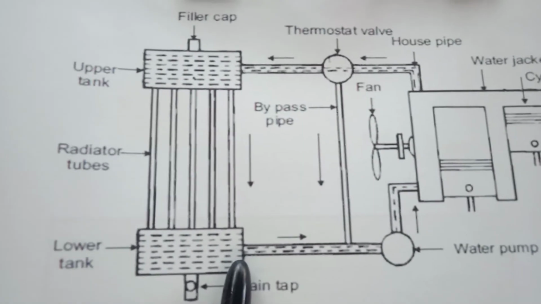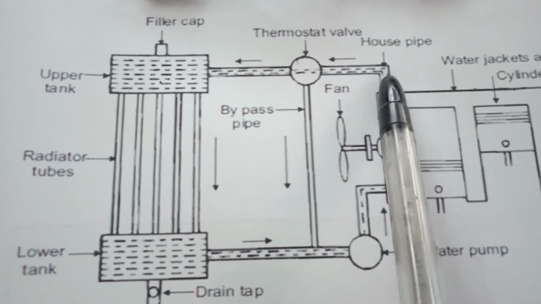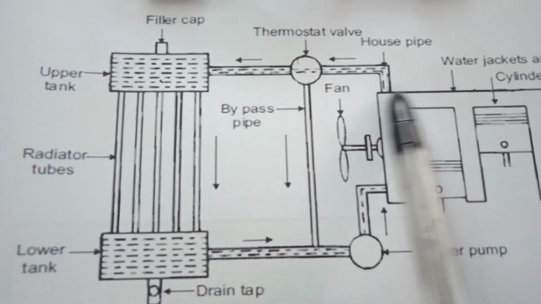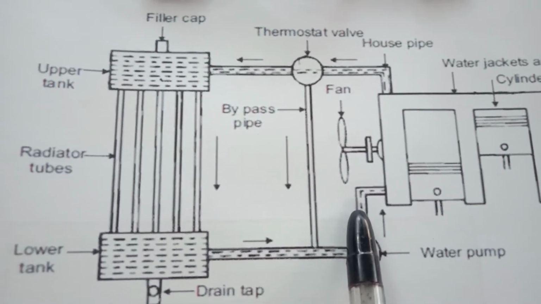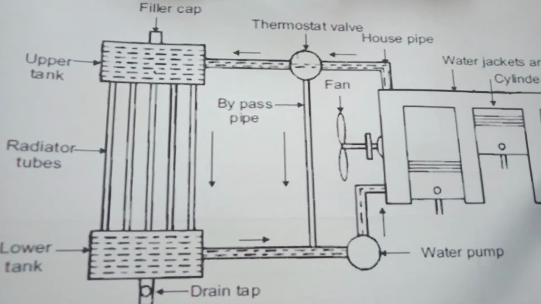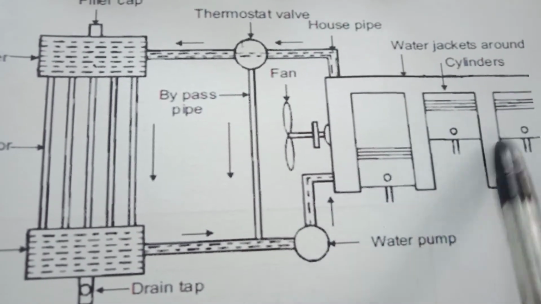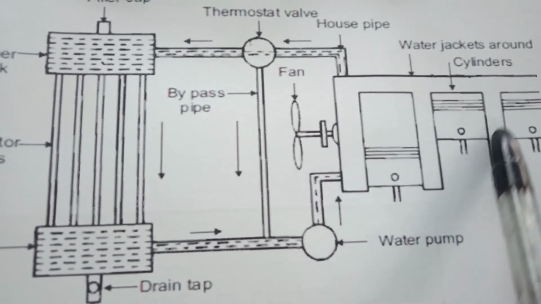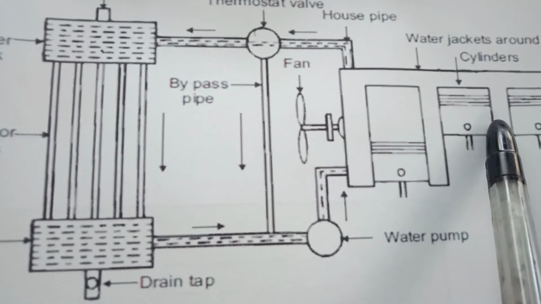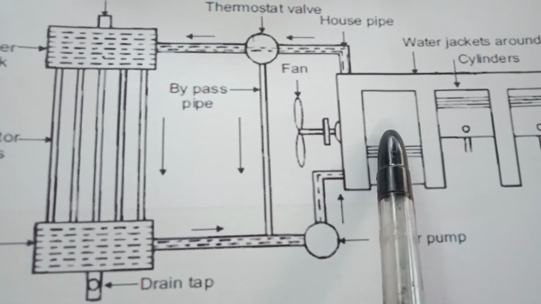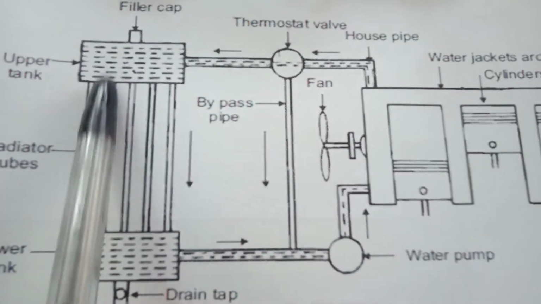Now what are the advantages of the water cooling system? The first advantage is that a very large capacity engine can also be cooled down by the water cooling system. There is no problem of uneven cooling of each cylinder, as shown here. All these 3 cylinders are evenly cooled because the water is evenly passed through all the cylinders, cooling each and every cylinder efficiently. So a large capacity engine can be effectively cooled down.